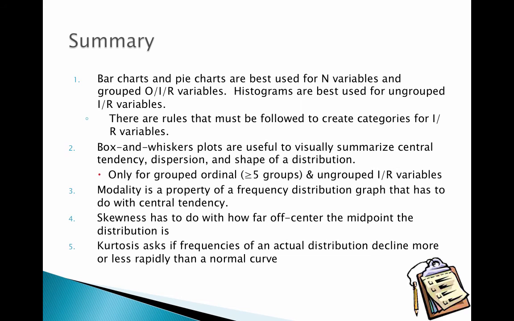And we did a practice with that just before this slide. But remember, we can only do box and whisker plots if we have numerical values, so ungrouped interval ratio variables and some grouped ordinal variables. Remember, if it makes sense and you can interpret a mean for a grouped ordinal variable, you can do the same thing essentially as ungrouped interval ratio variables. And looking at our properties of distribution, modality, skewness, and kurtosis.